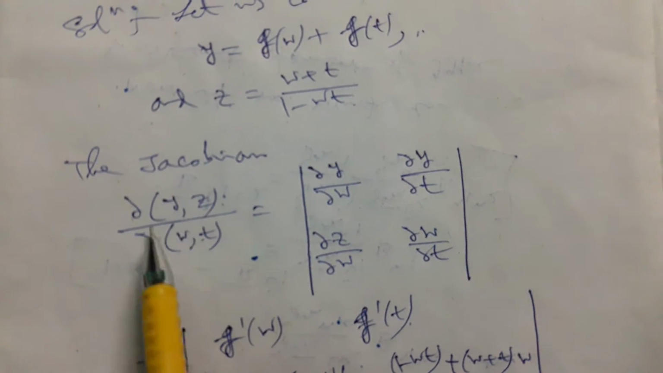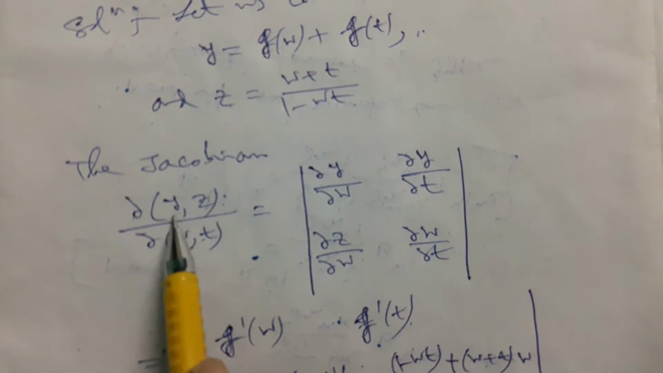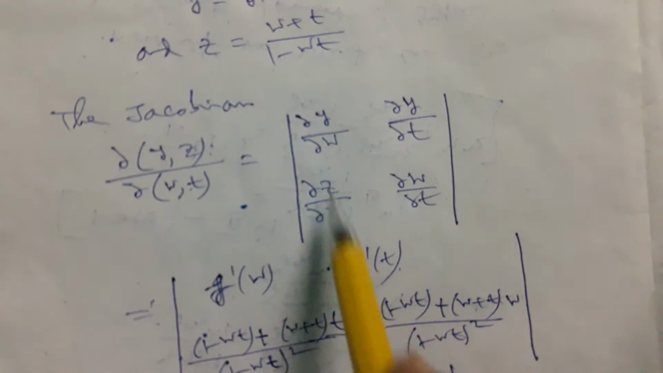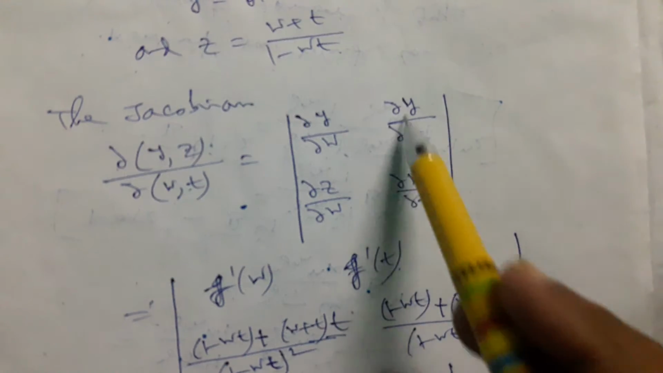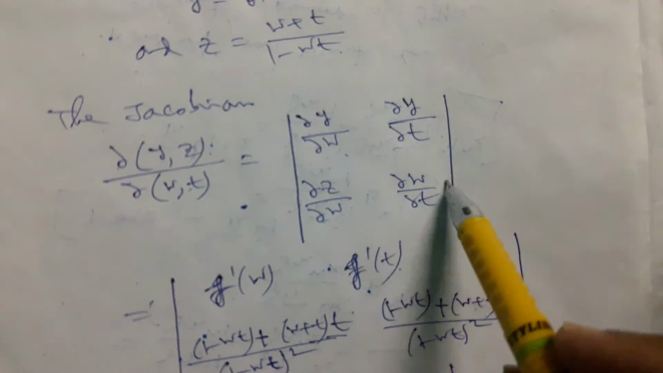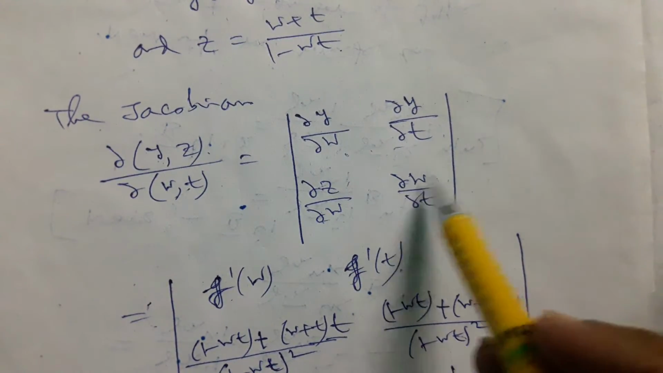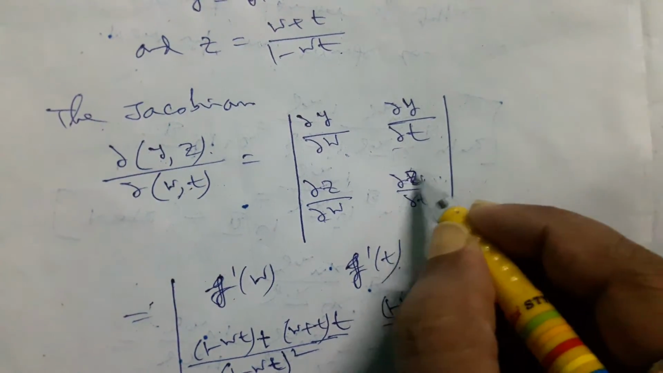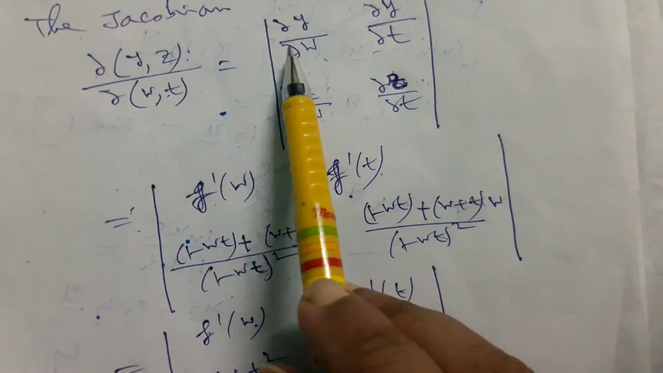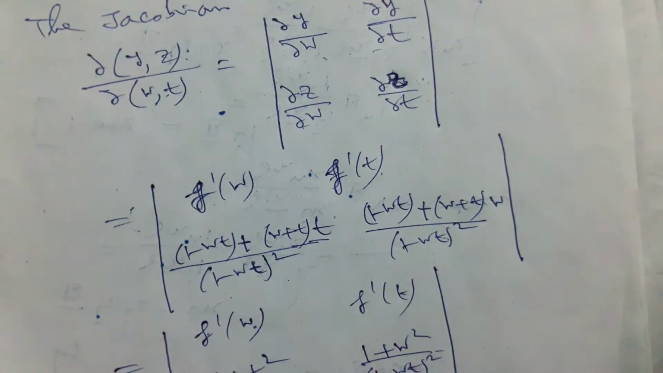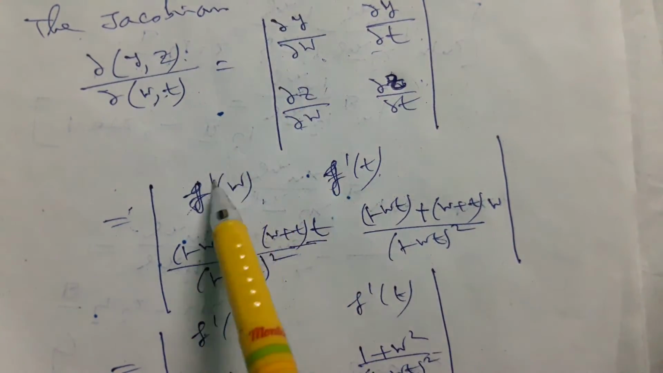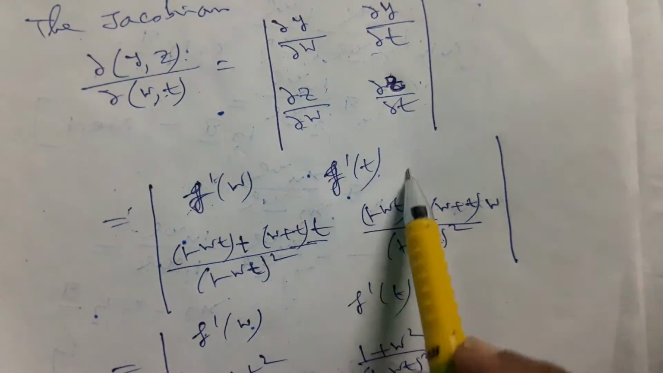So the Jacobian of y, z with respect to w, t, that is del(y,z) by del(w,t), by the definition of Jacobian is the determinant with entries del y del w, del y del t, del z del w, and del z del t. Now it's clear that del y del w is g dash w, and del y del t will be g dash t.